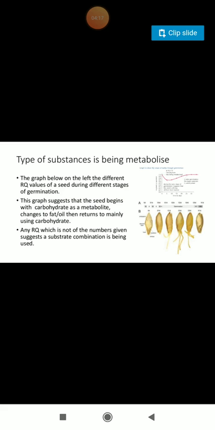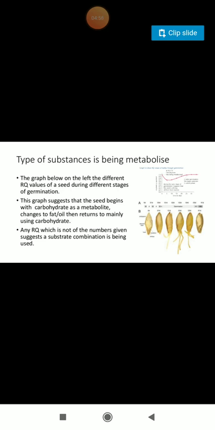Next is the type of substance being metabolized. Here the seed is shown as an example. During the different stages of seed growth and development, when a seed germinates, what are the different stages and how much RQ does it have? This graph suggests that the seed begins with carbohydrate as the metabolite. Then after the first stage, the substrate changes to fat or oil, and then it returns again to carbohydrates.